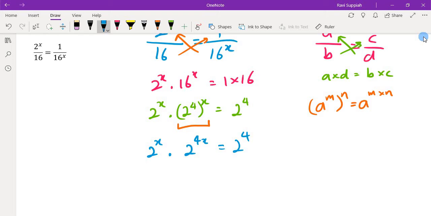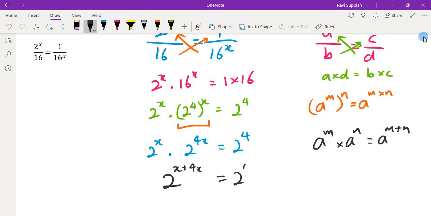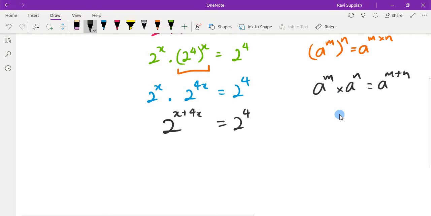Okay, now this brings us to the next rule. a^m multiplied by a^n is a^(m+n). So 2^x multiplied by 2^(4x) is 2^(x+4x), which is equal to 2^4. Okay, so I can simplify this to say 2^(5x) is equal to 2^4.